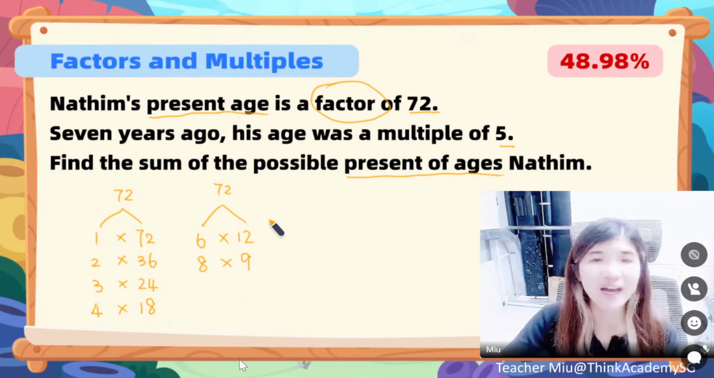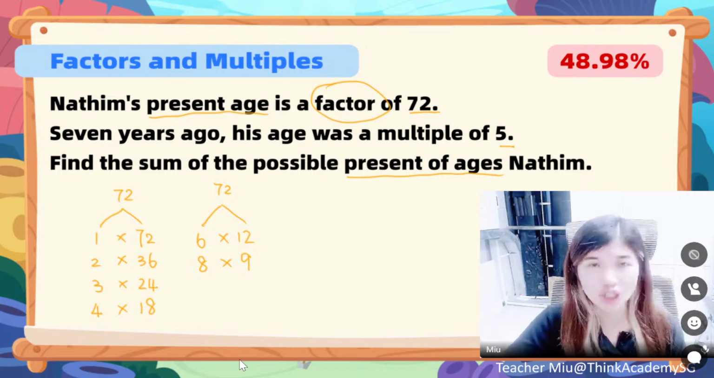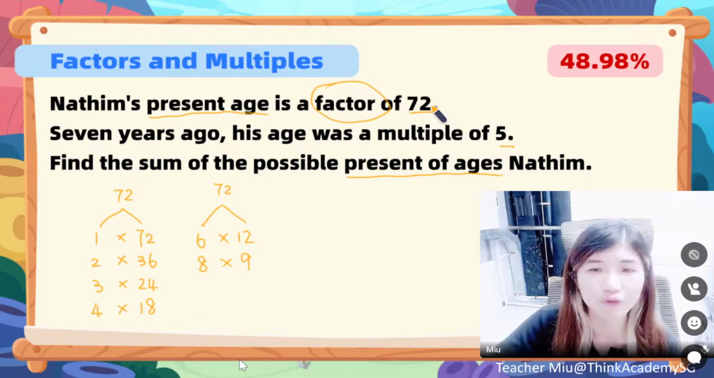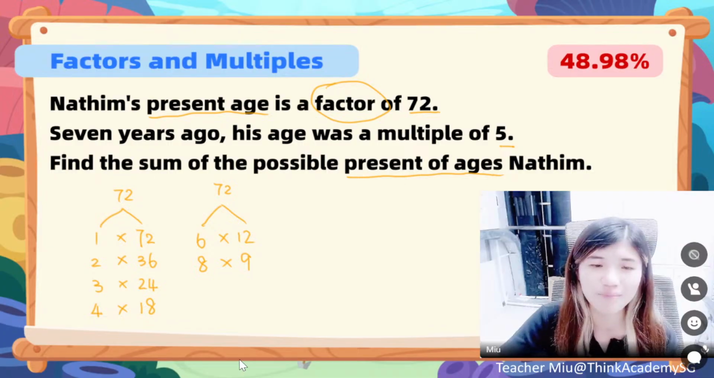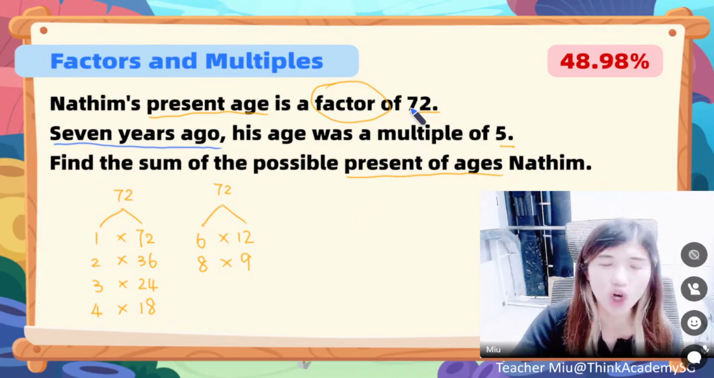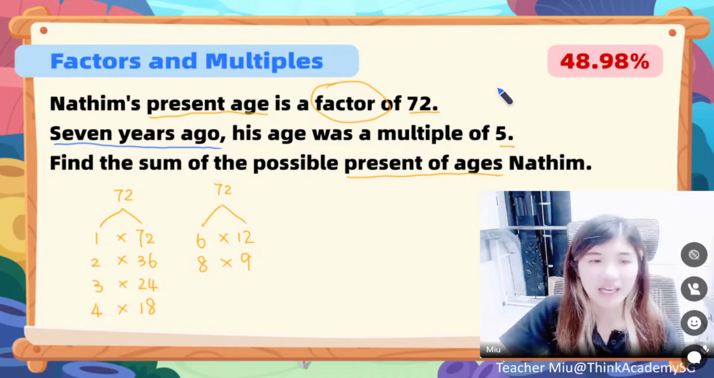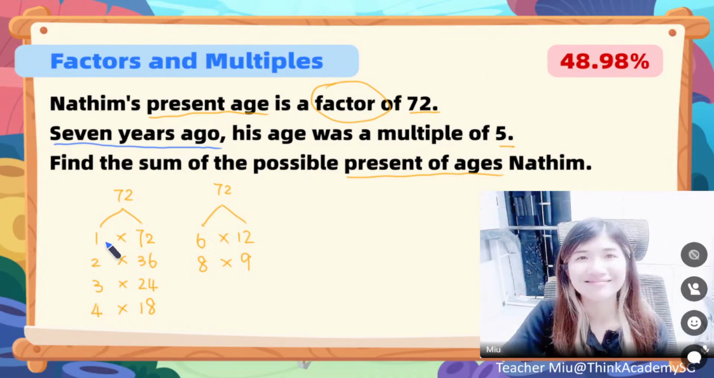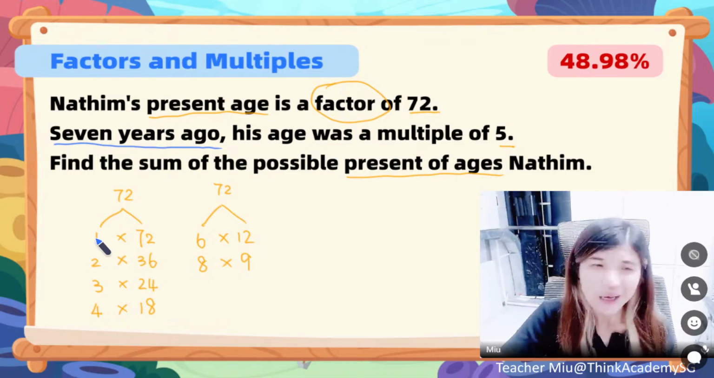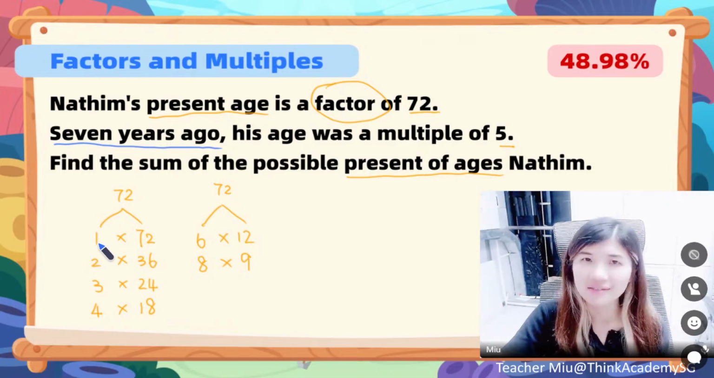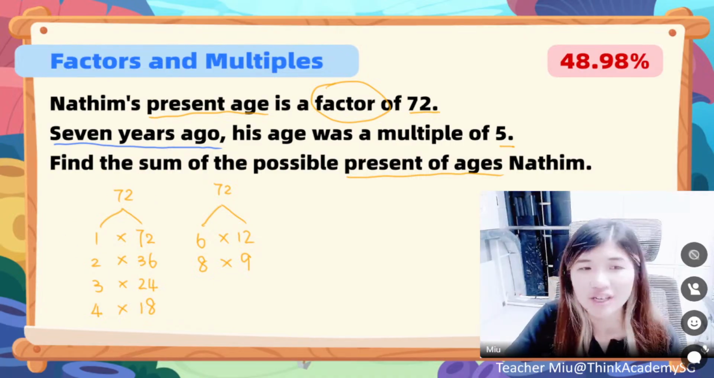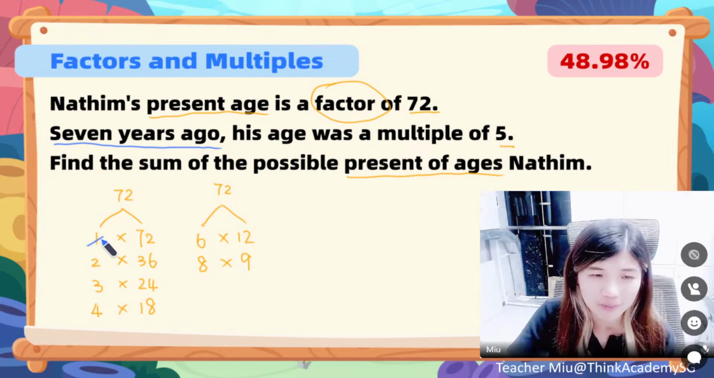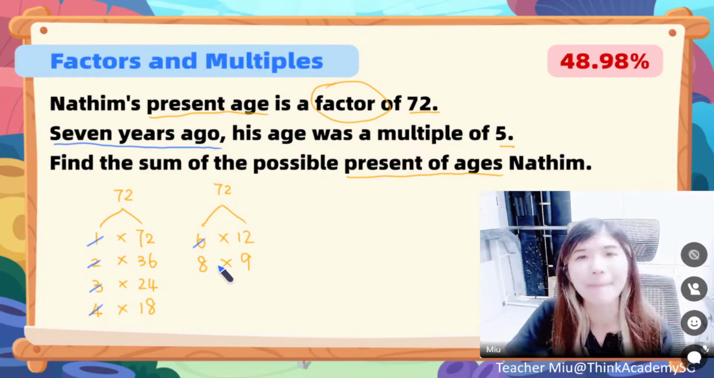So then you will find that for the present age, since it is a factor of 72, you got quite a lot. Then one very important clue says 7 years ago, his age was a multiple of 5. Is it possible that now he's 1? Well, now he is 1. Then 7 years ago, what is he? We don't even know, right? So which means a factor smaller than 7 is not possible. Not possible for 1, not possible for 2 and 3 and 4 and 6. They are all not possible.